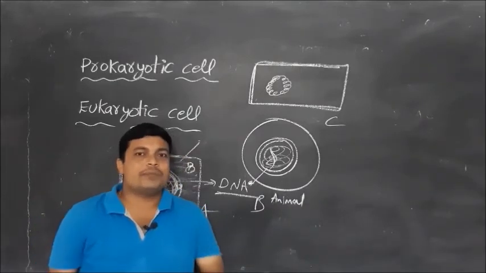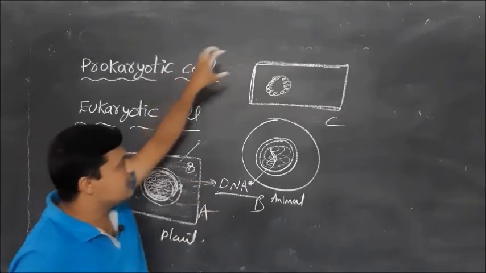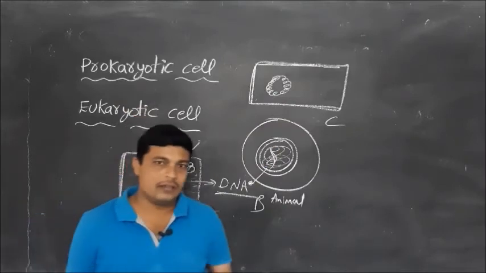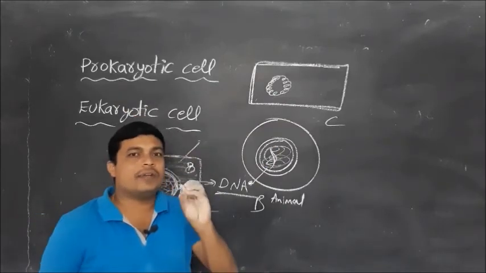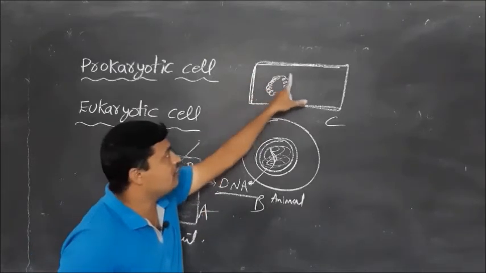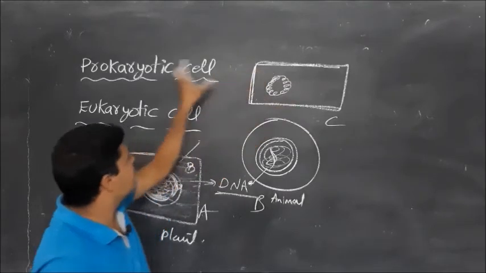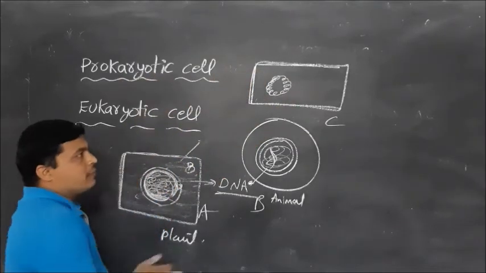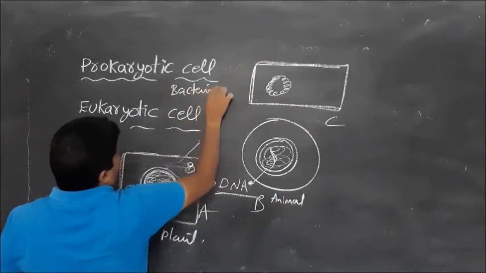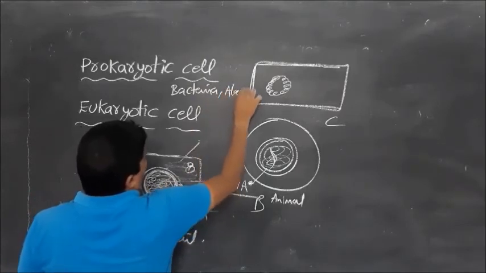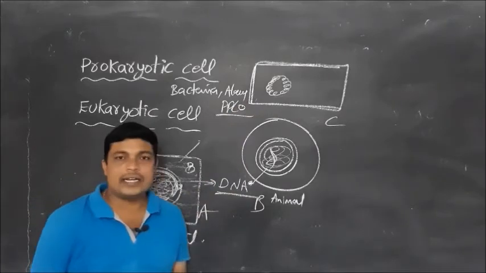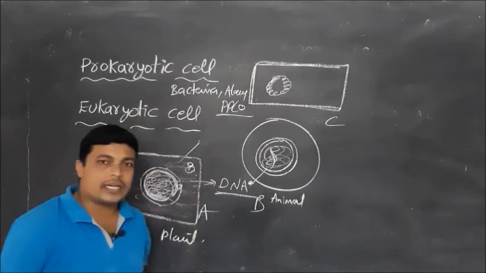Now, what is the definition of the prokaryotic cell? If a cell is without a nuclear membrane, that kind of cell is called a prokaryotic cell. Examples of the prokaryotic cell: bacteria, some kinds of algae, and also PPLO. PPLO means pleuropneumonia-like organisms. These are the examples for the prokaryotic cell.